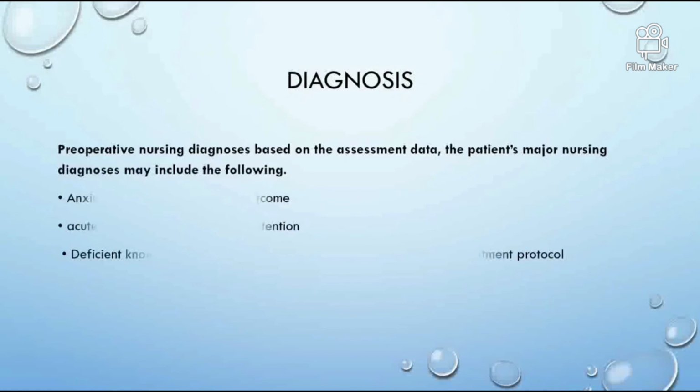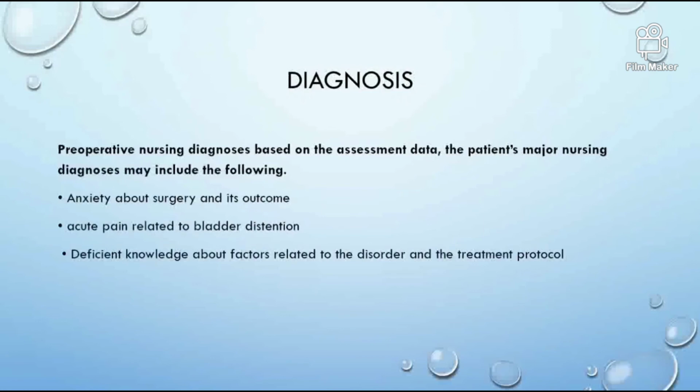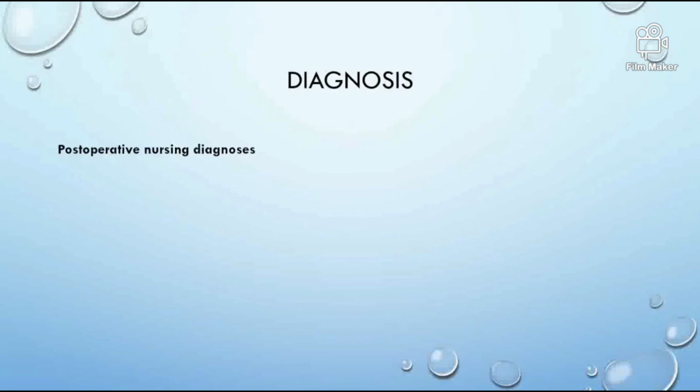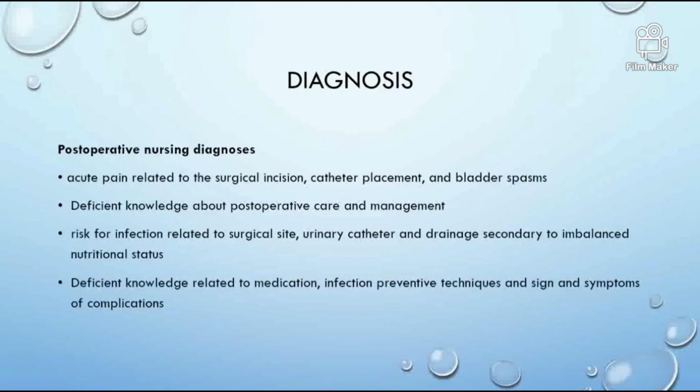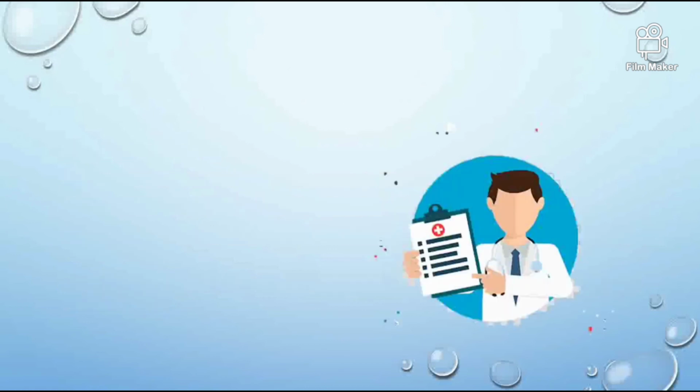The patient's major nursing diagnoses may include the following: anxiety about surgery and its outcome, acute pain related to bladder distension, and deficient knowledge about factors related to the disorder and the treatment protocol. And the postoperative nursing diagnoses include acute pain related to the surgical incision, catheter placement, and bladder spasm. Deficient knowledge about postoperative care and management. Next is the risk for infection related to surgical site, urinary catheter, and drainage secondary to imbalanced nutritional status. Last is the deficient knowledge related to medication, infection preventive techniques, and signs and symptoms of complications.